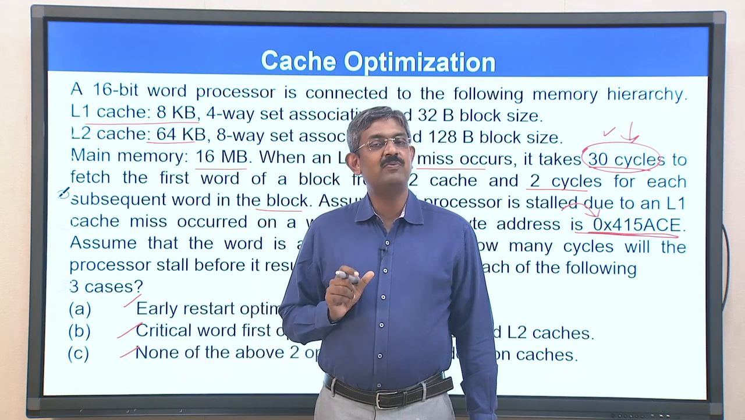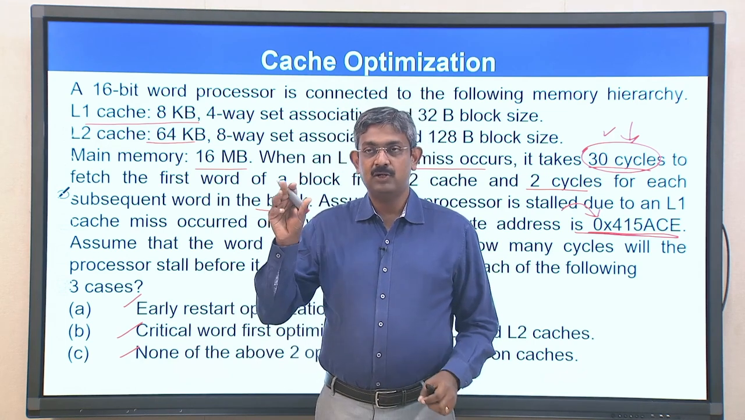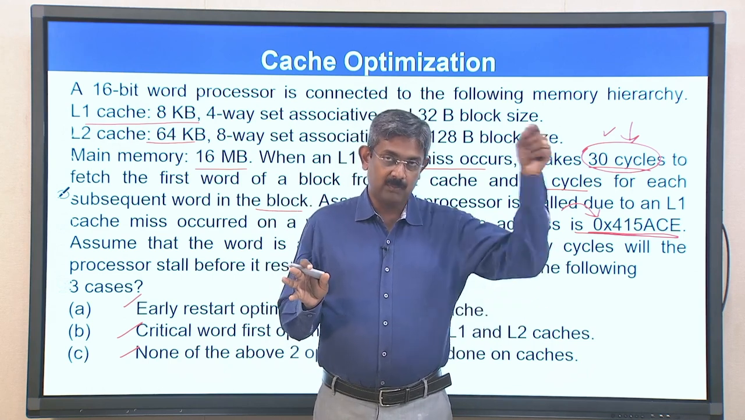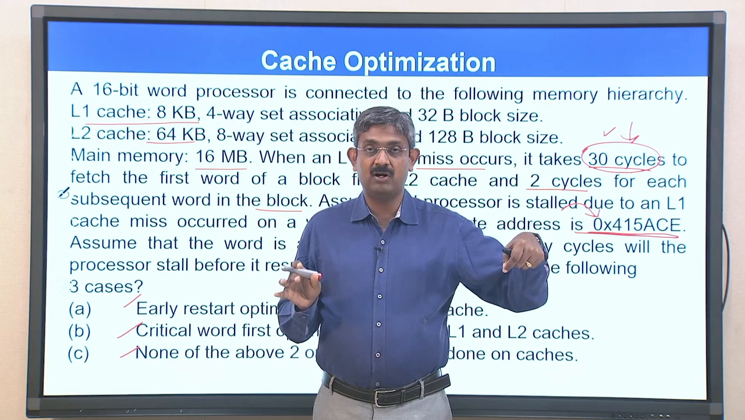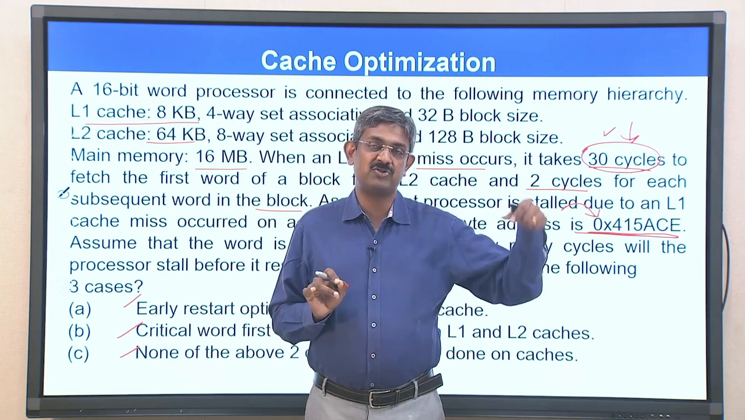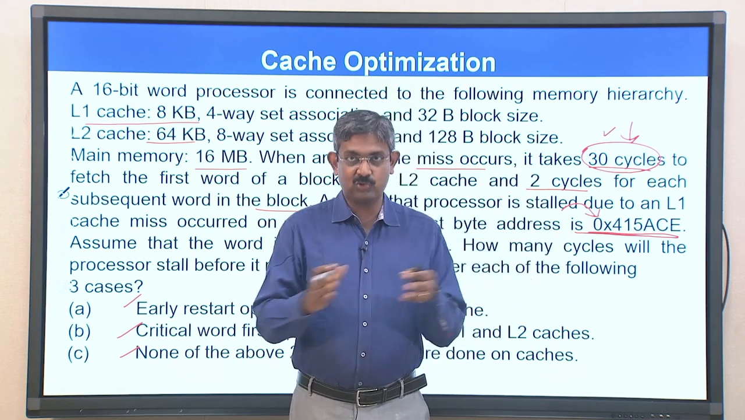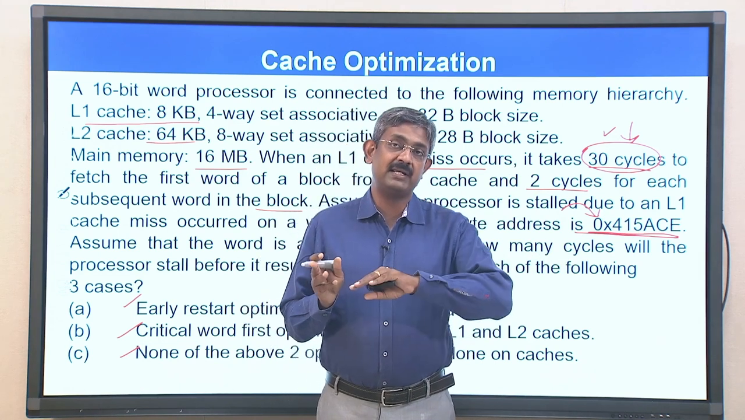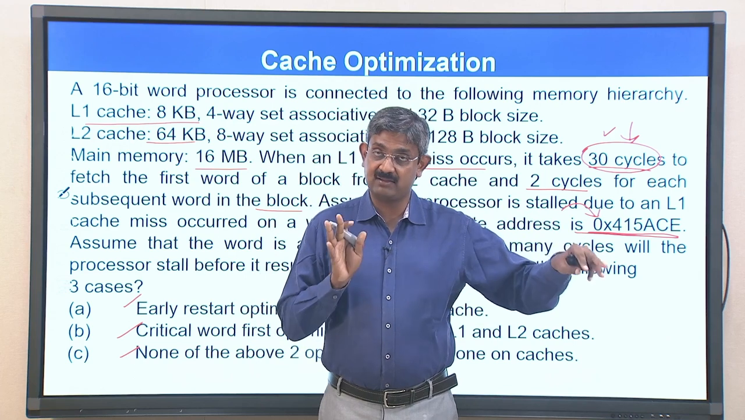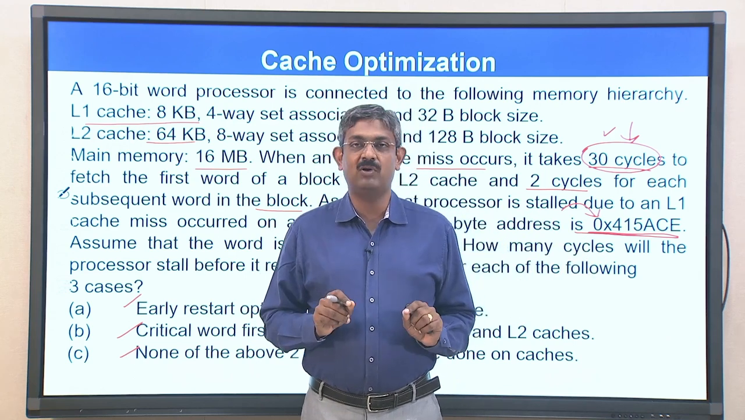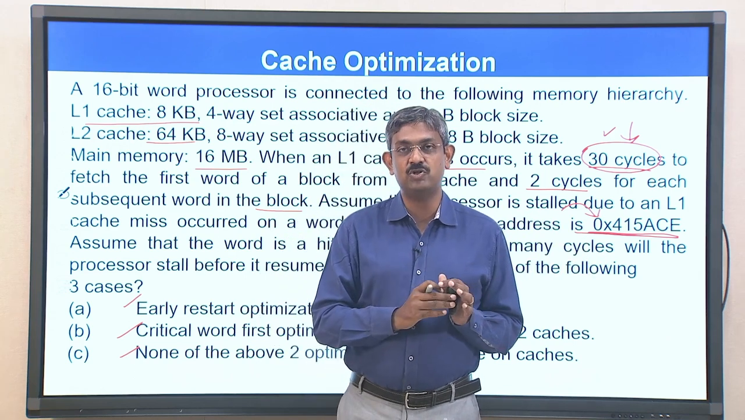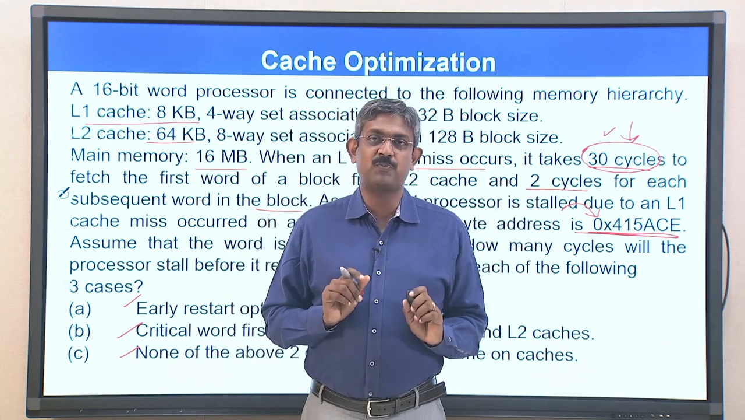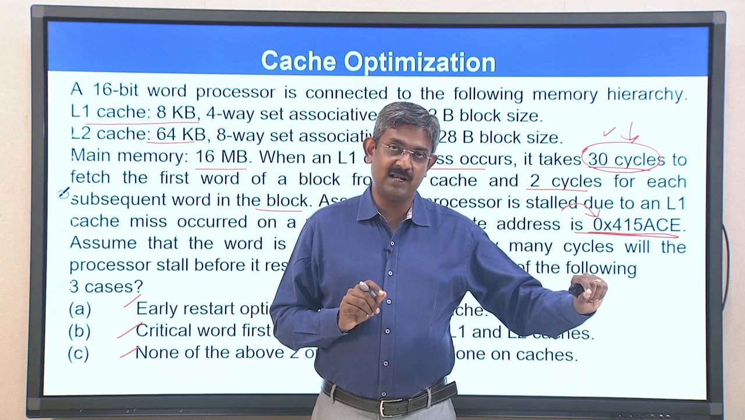So, in the critical word optimization, the peculiarity is the L1 cache is telling L2, this is a critical word optimization. Keep the critical word, that is the word that is being asked by the processor first, that will come through the bus first, followed by the subsequent words. So, there is a communication that L1 needs to tell L2 that what I am looking for is a critical word first. So, L2 has to do some rearrangement. Some kind of extra circuitry is required in L2 to do this process. So, an optimization should be done in L2.